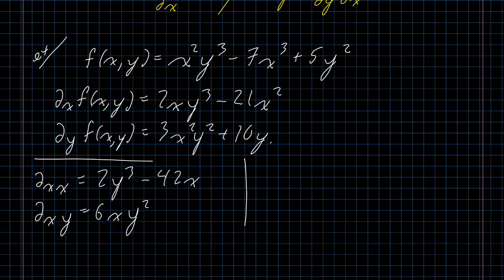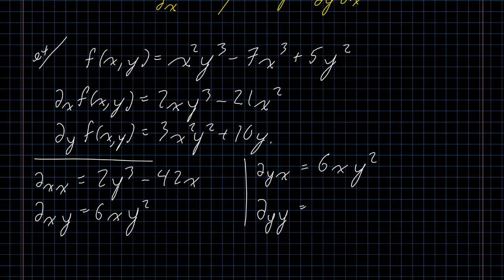Then we can take the partial with respect to y, differentiate with respect to x, and the partial with respect to y, and differentiate with respect to y. All right. So differentiating with respect to x, 3x squared y squared. The derivative with respect to x of x squared is 2x. So all told, that's going to give me 6xy squared. And then the next term, 10y, is constant with respect to x, so its derivative is 0.